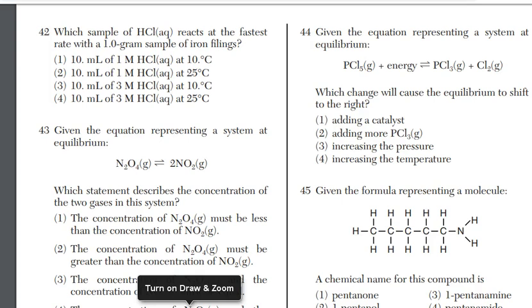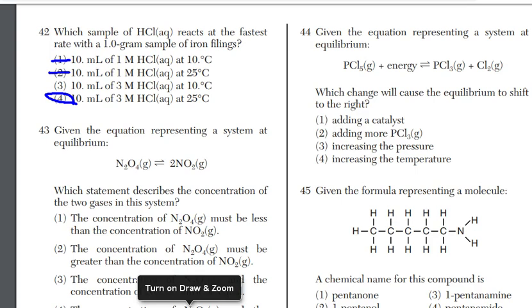Which sample of HCl reacts at the fastest rate with a 1 gram sample of iron filings? Well, this is a 2 for 1 because you'll notice that the concentration of HCl is changing and also temperature. So the greater the concentration, the faster the rate. So 3 molar is going to be better than 1 molar. So cross out choices 1 and 2. And then, of course, as far as reaction rates go, the higher the temperature, the more energy, the faster the reaction. So 25 degrees Celsius is higher than 10. So our answer for 42 is choice 4.